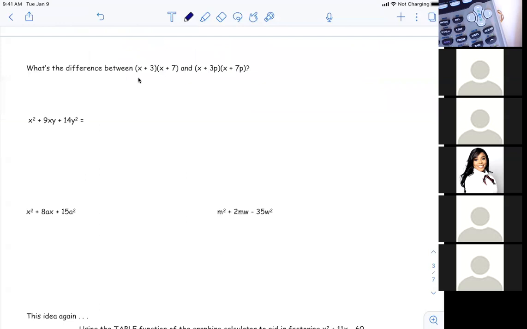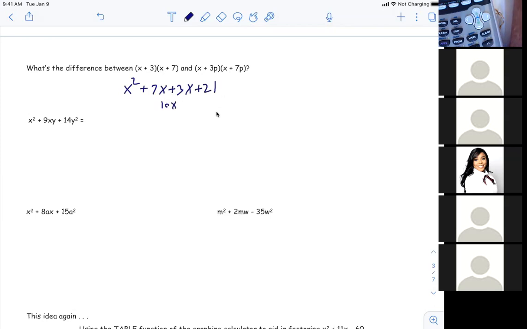What's the difference between x plus 3, x plus 7, and x plus 3p, x plus 7p? There's that extra letter p in there. If we multiply this out, we're just going to get x squared plus 7x plus 3x plus 21, which will give us 10x in the middle, right? If I multiply this out, we're going to get x squared plus 7xp or px, and then plus 3xp or px, and plus 21p squared. So we'll get this middle term of 10. Let me write px instead of xp.